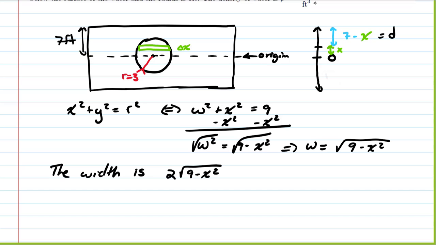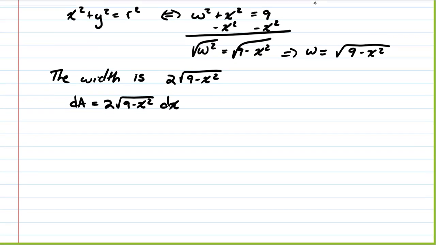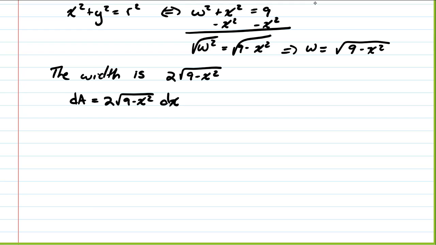Okay, so now we have our width. We can actually start. So our area, dA, is going to be our width, which is 2 times the square root of 9 minus x squared dx. So then our force is going to be rho times this, so 2 times rho times 9 minus x squared d.